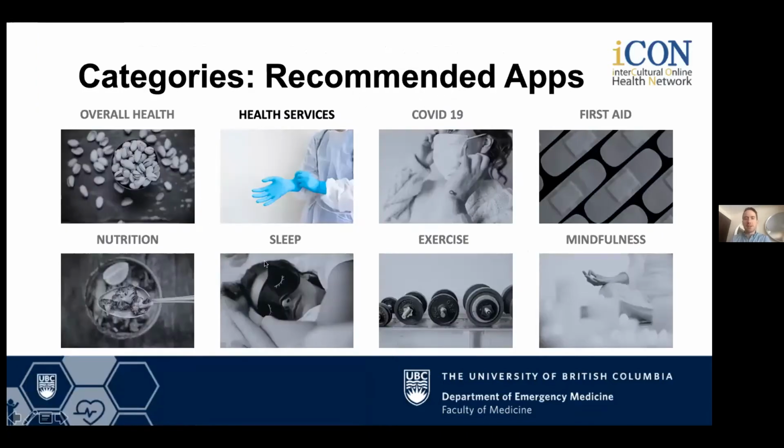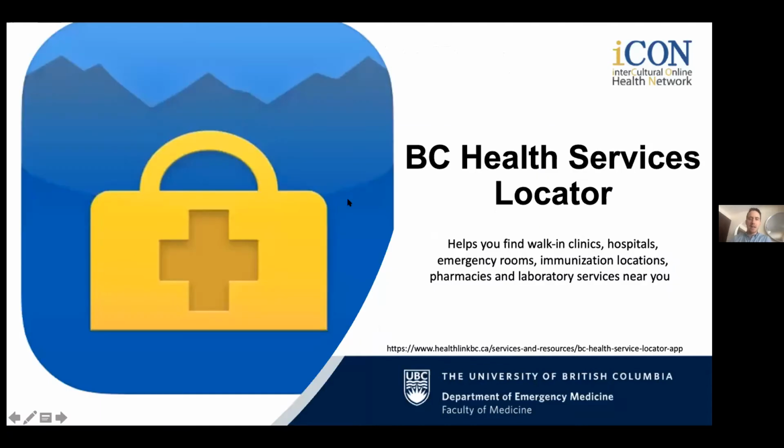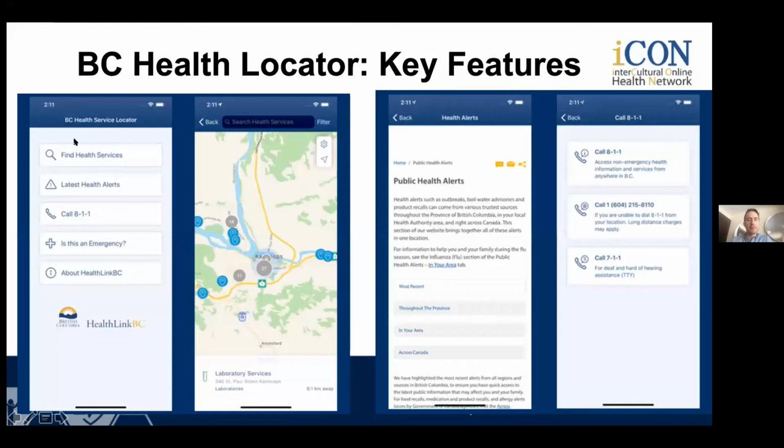So we're going to move on to health services, this category. The BC Health Services Locator is a really useful app to help you find walk-in clinics, hospitals, emergency rooms, immunization locations, which are going to become more and more popular and important as we roll out the COVID immunization. It'll also help you find pharmacies, labs, and it has a few other features that go beyond just Google. Again, Google Maps is great for this too. You can find a lot of stuff on there, but this app has a few other features that are pretty cool. It'll provide you with the latest health alerts, and you can also call 811 right from it.